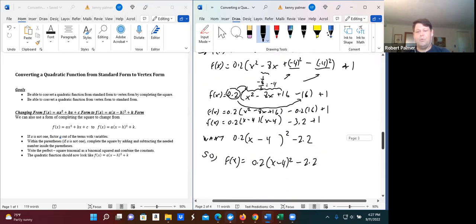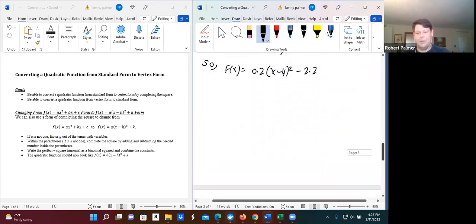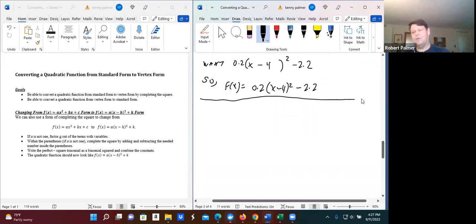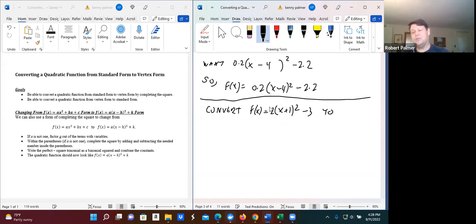Okay, let's do one more example. And this time I think I can squeeze it in right here. Let's convert the other way. Let's make up an example here. f of x is equal to, let's say, 2 times x plus 1 squared minus 3, to standard form. Now, most of the time there would be very little reason to do this. This is probably a better form to have it in, but in case you want to do it, it doesn't require completing the square. All it requires is just multiplying.